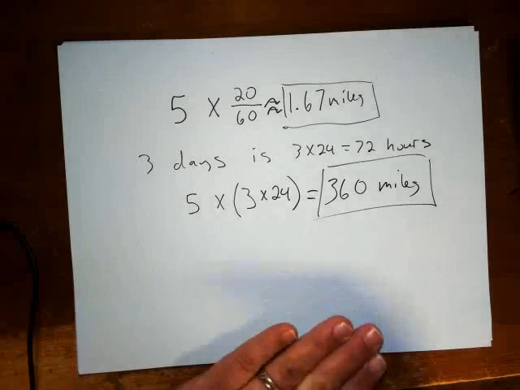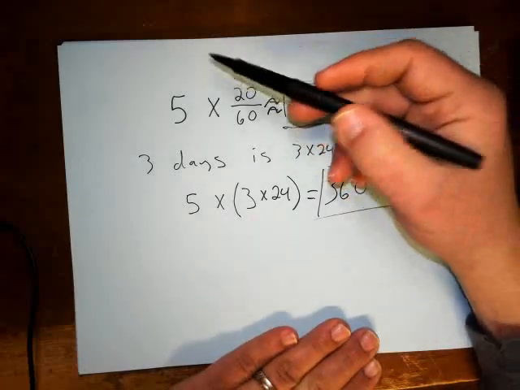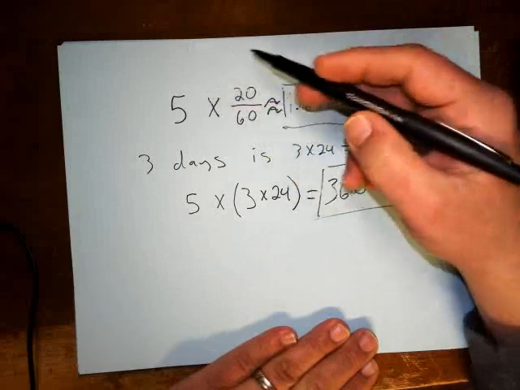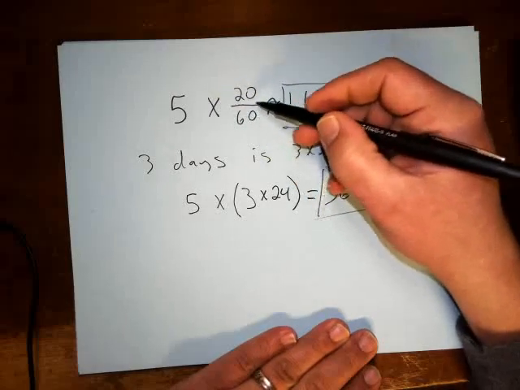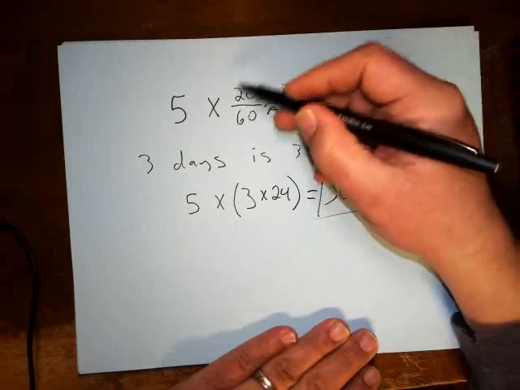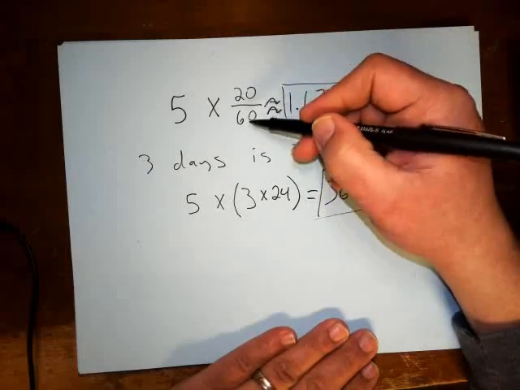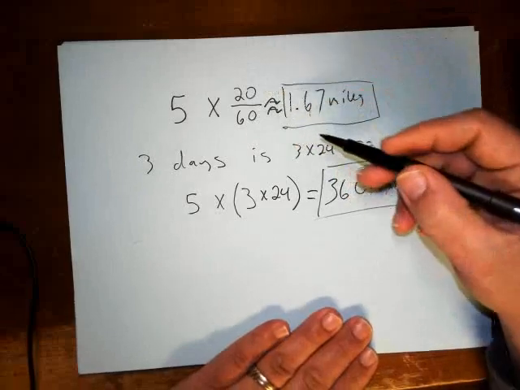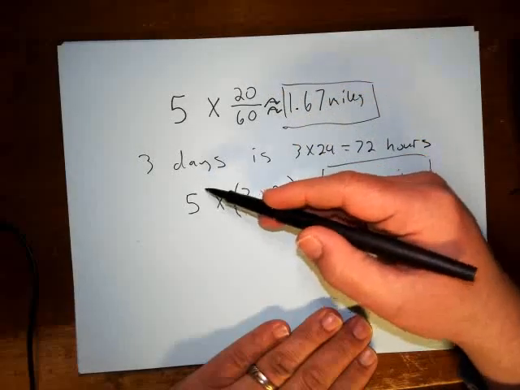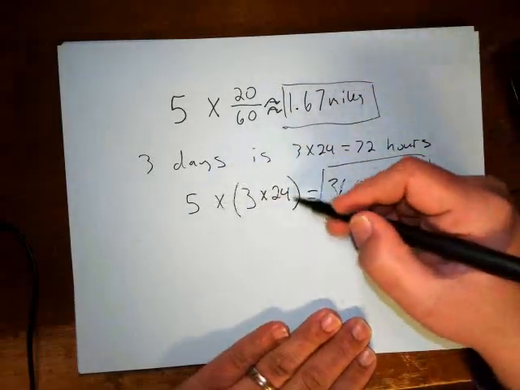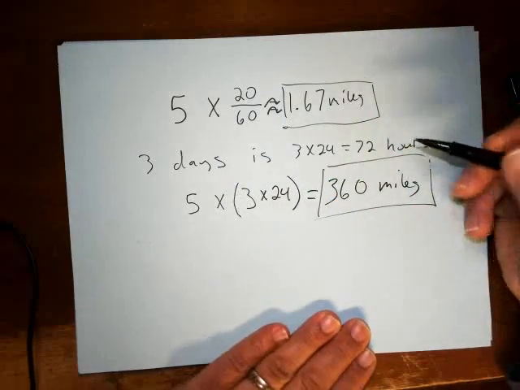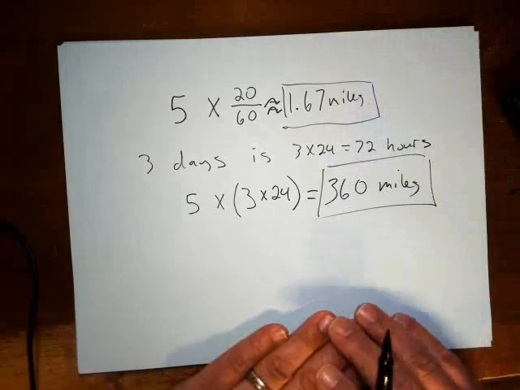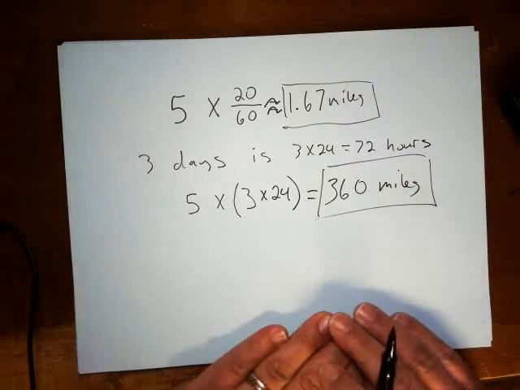Okay? So when I'm going from minutes into hours, a smaller unit into a larger unit, I'm dividing by 60, okay, to get 1/3 of an hour, okay, because there's 60 minutes in an hour. And when I'm going from days into hours, I'm multiplying by the number of hours that are in a day, okay, and that gives me 360 miles total.